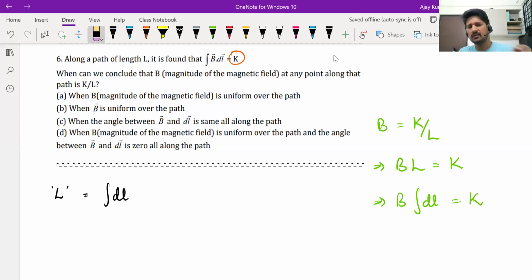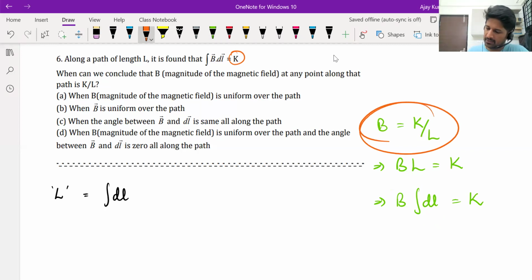Tell me generally, when can you put something outside an integral? When it is uniform throughout the integral. That term which you want to put outside the integral has to be constant or uniform, right? That means now, for the given condition to be satisfied, B should come out of the integral. That means the value of B should be same everywhere. And what is B here? The magnitude of magnetic field. So B should be uniform. Magnitude should be uniform. Direction need not be, because this is not B vector, it's just B magnitude. Okay. So magnitude of the field has to be uniform.